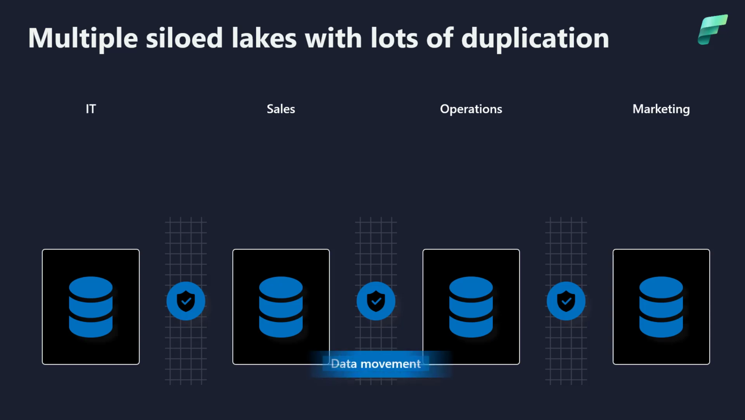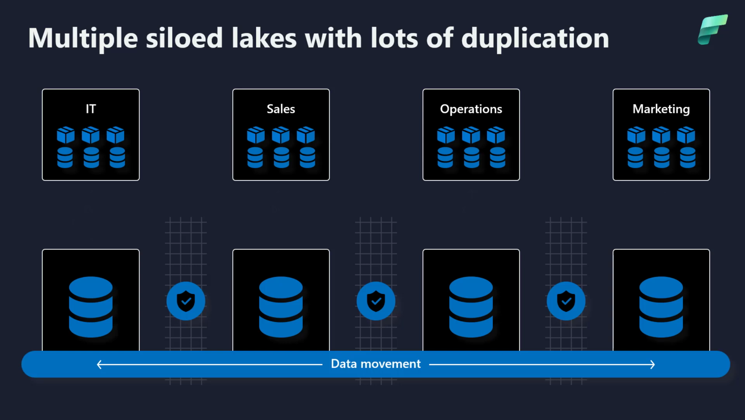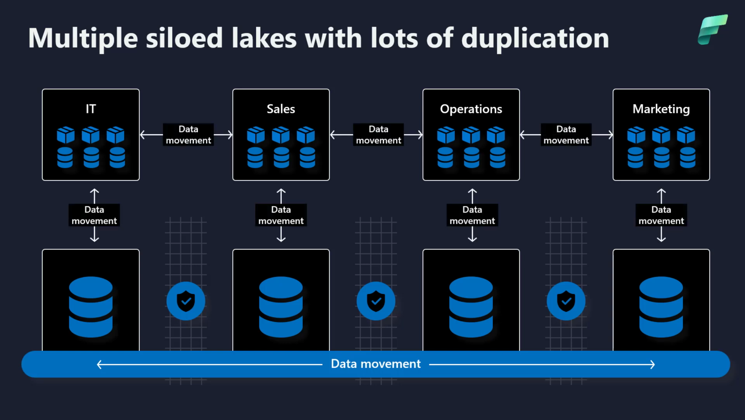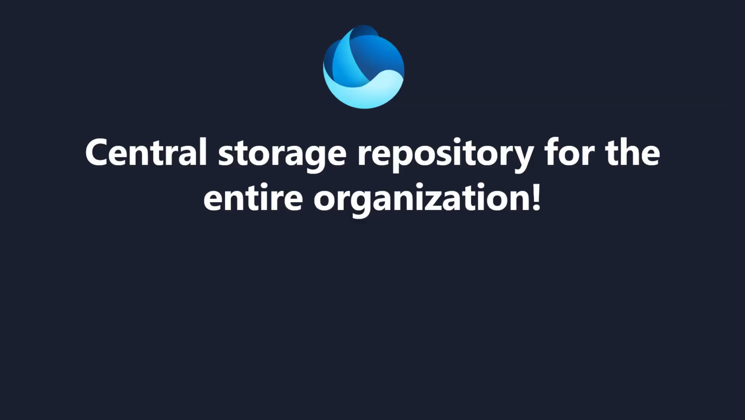You end up with multiple siloed lakes for different business domains. Then you need to build solutions for breaking down these silos. This usually involves moving the data. Even after moving the data, most users and applications are not able to access data directly. And that's where the OneLake concept was introduced.